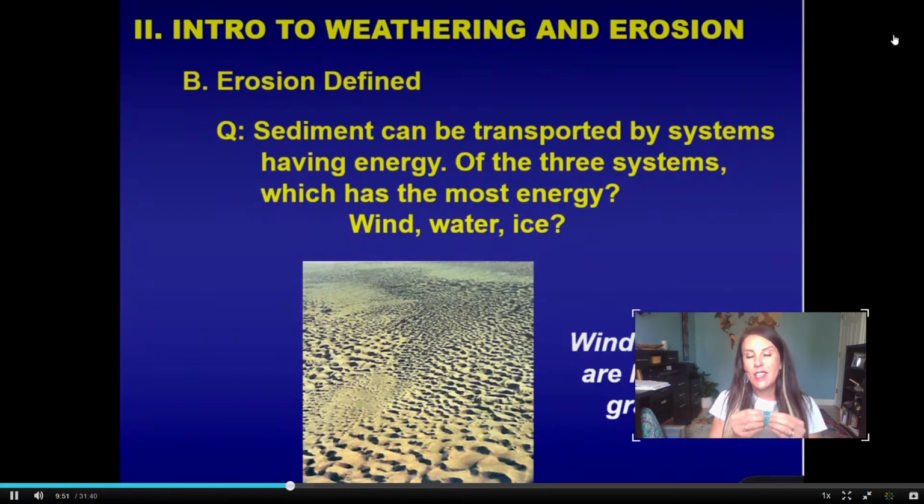Sand dunes are another example. So you're considering these tiny, tiny pieces of sediment, but as they're picked up and carried by the wind, they can build these giant structures.